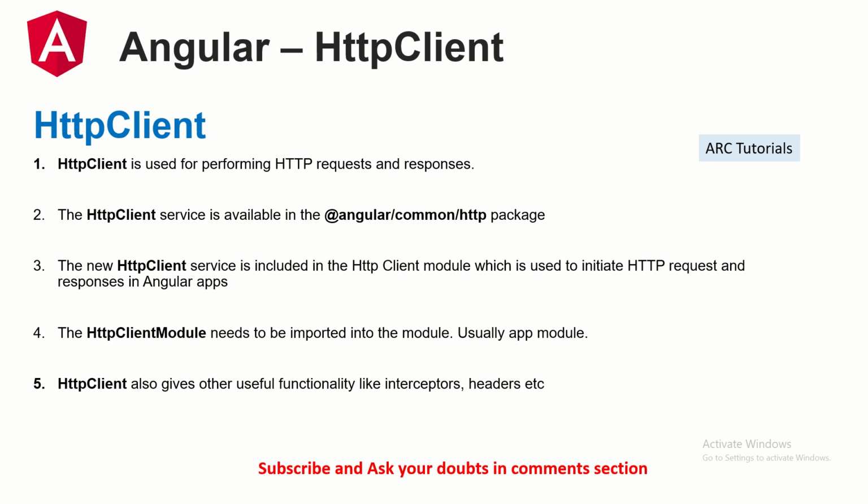Earlier, during the last two episodes, we learned about HTTP client. What is HTTP client? It is used for performing HTTP requests and responses. HTTP client service is available under the package @angular/common/http. To work with HTTP client, we need to import HttpClientModule, which is usually done in the app module. HTTP client allows us different functionality like headers, params, interceptors, etc. We will learn some of them in today's episode as well.